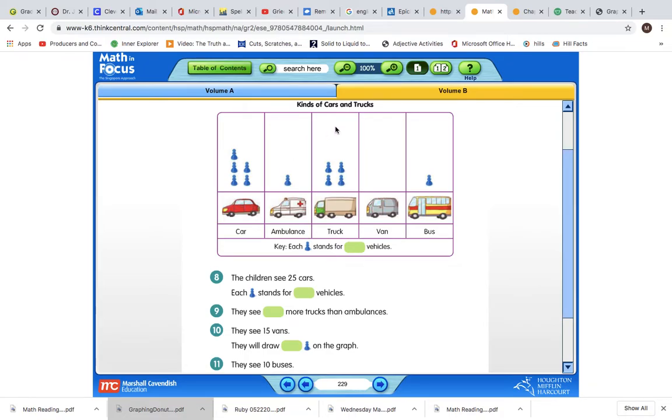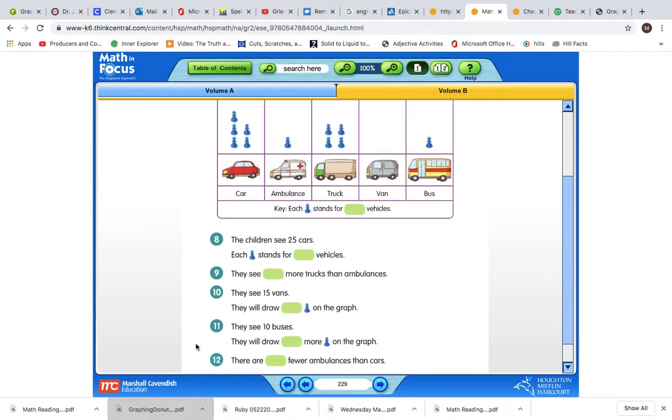So we're going to subtract 20 minus 5 to find the difference, to find out how many more trucks than ambulances. Always show your work. So I'm going to give you a moment to do that. 20 minus 5. And the answer should be 15. They see 15 more trucks than ambulances.